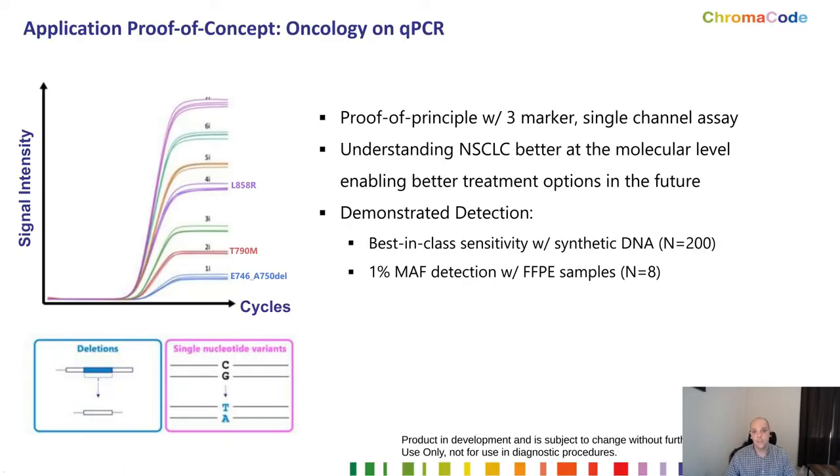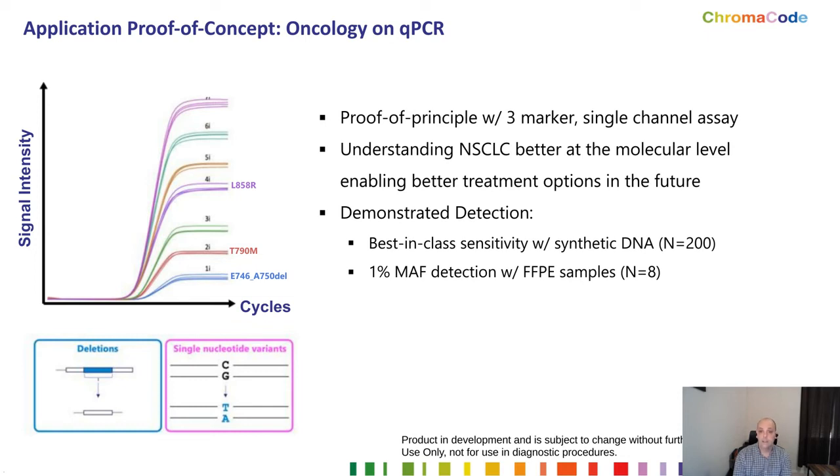What does this result in? Well, here, as an example, we do have several infectious disease assays on the market, but another way you can look at it is here we have a proof of principle. This is 3 markers in an NSC, non-small cell lung carcinoma assay, that is under development to look at multiple markers within a single well. So in this case, this is looking at 3 markers in a single channel on a qPCR instrument.